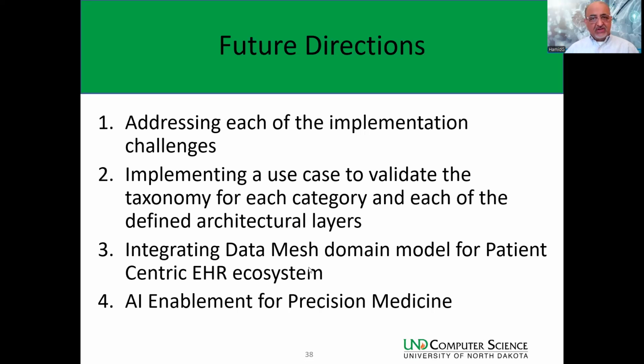Integrating data mesh, that's another thing which is important. Integrating a data mesh domain model for patient-centric care. If we're talking about patient-centric, it needs to be a focus as a domain model, so data mesh gives you that capability. And at the end, adding AI enablement for precision medicine to be able to trend future short-term and long-term. So that's the future direction.